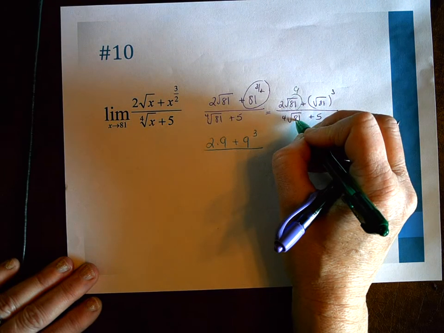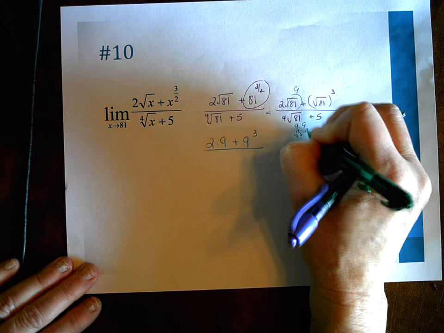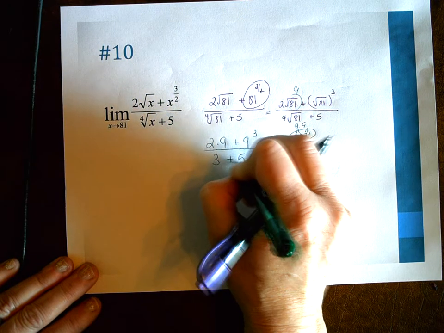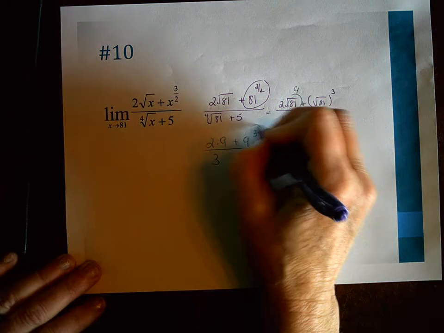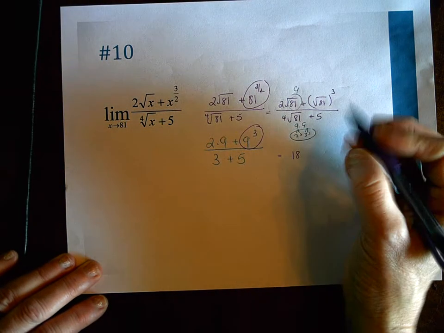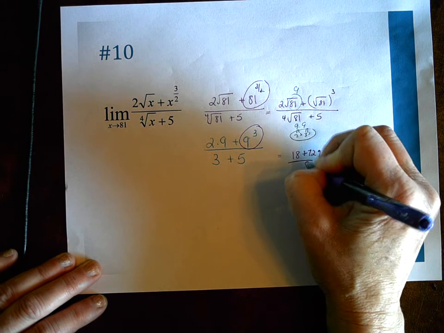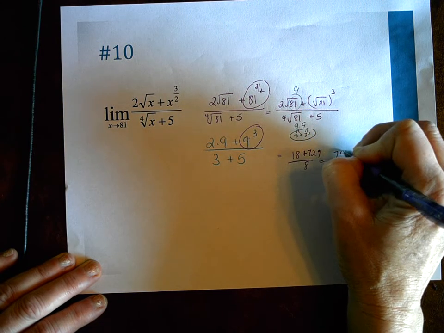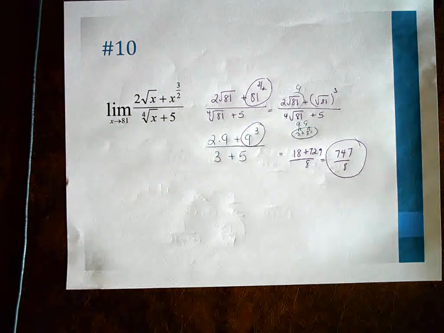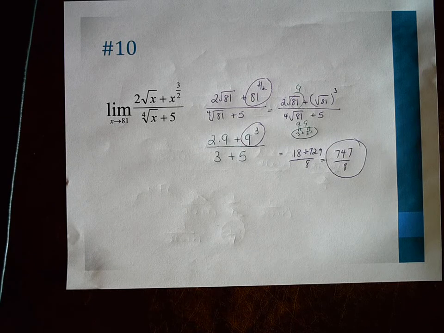Now the 4th root of 81 happens to be 9 times 9, 3 times 3, 3 times 3. So 3 plus 5. This is 18. That 9 times 9 times 9 is 729 over 8. So we get 747 over 8. And have your answer. So even though it has a radical, always try direct substitution.